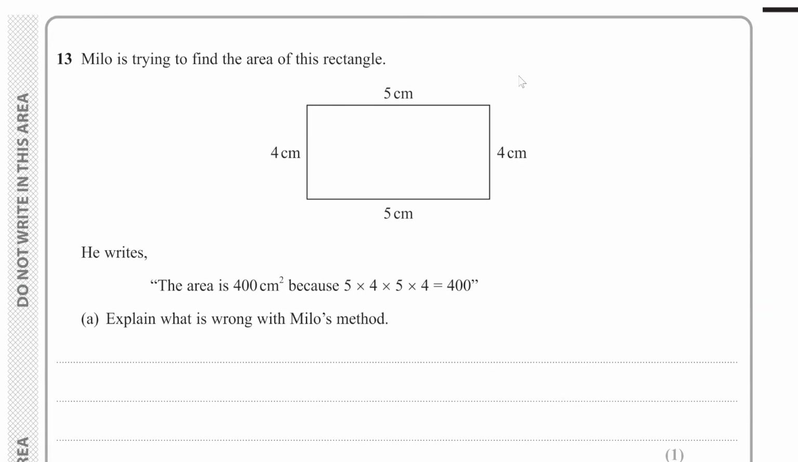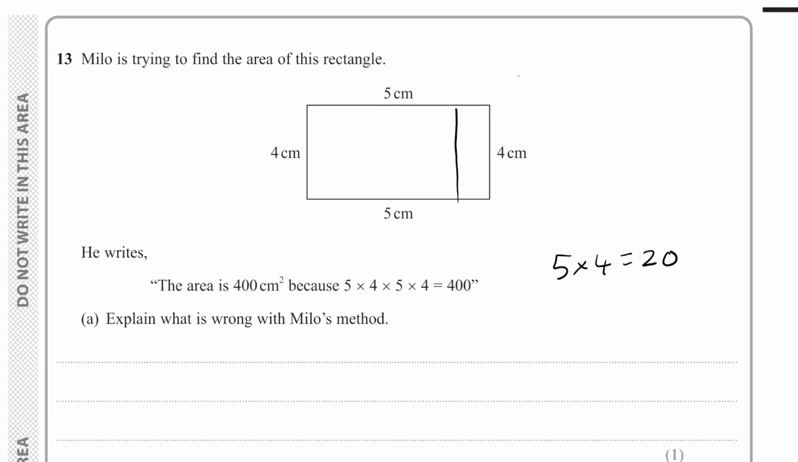Question 13. Milo is finding the area of the rectangle. He writes the area is 400 because 5 times 4 times 5 times 4 is 400. Explain what is wrong with Milo's method. So the area of a rectangle is just the base times the height, or the length times the width. So it should be just 5 times 4, which is 20.